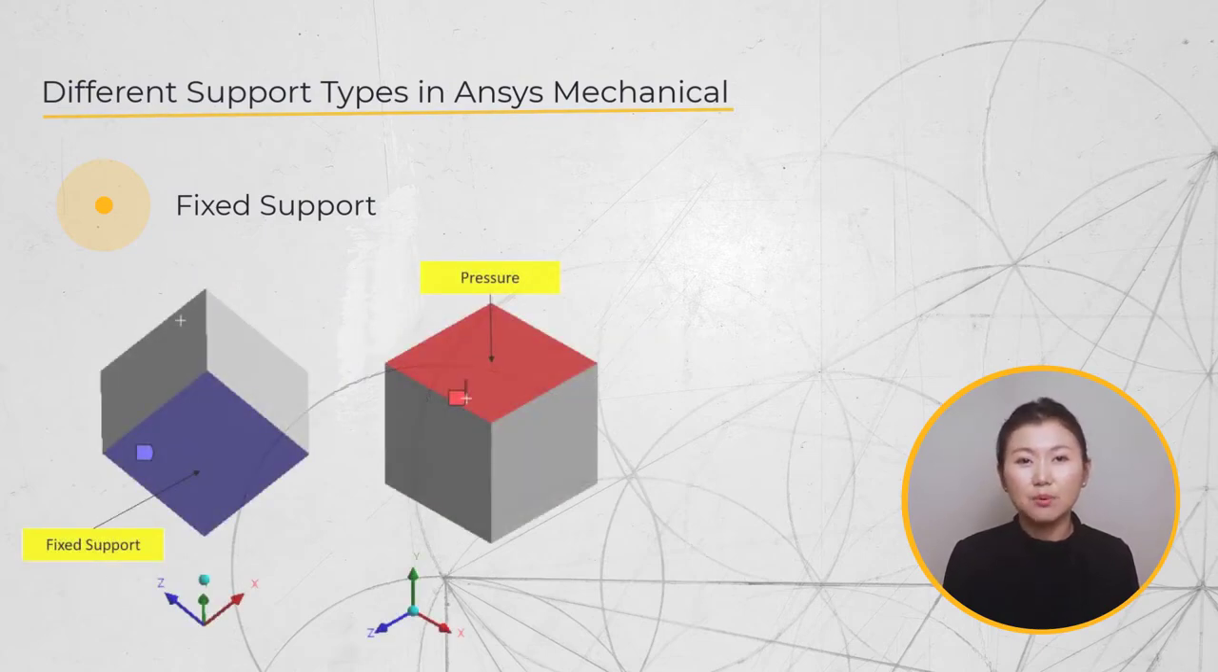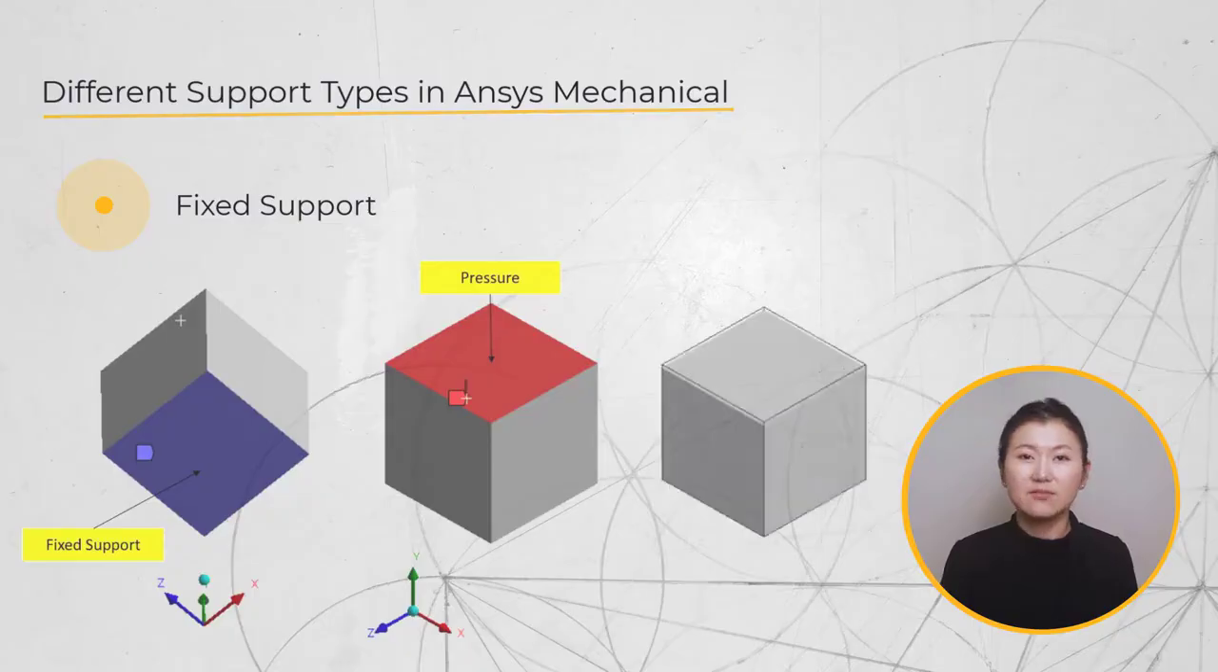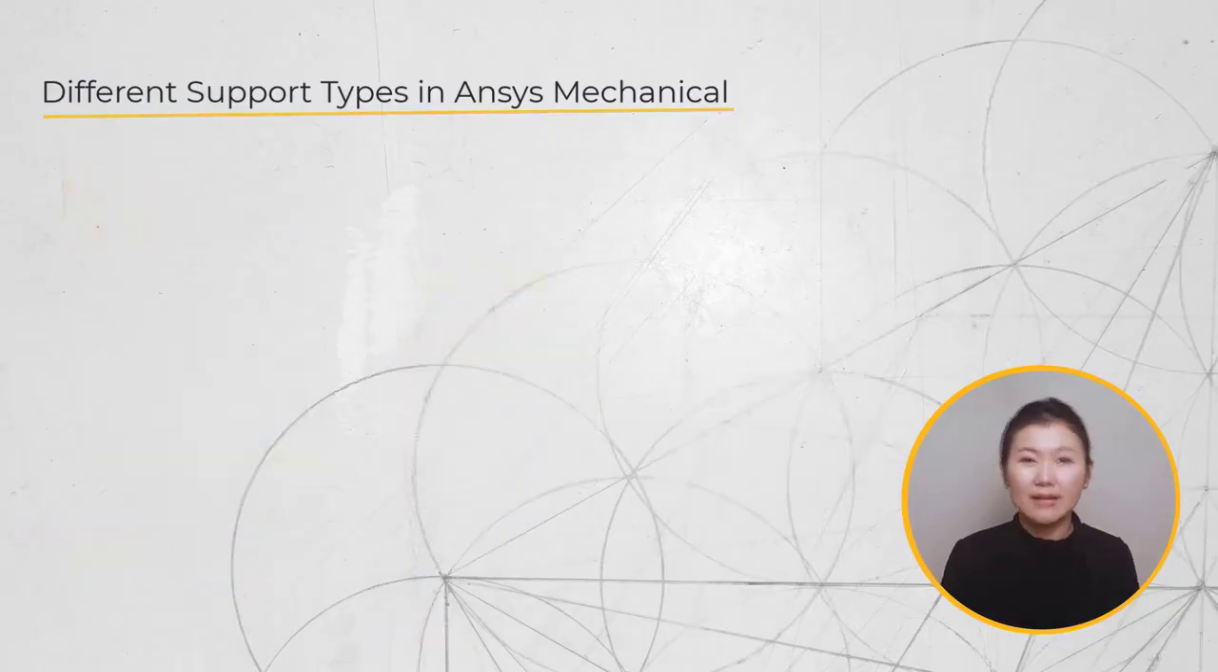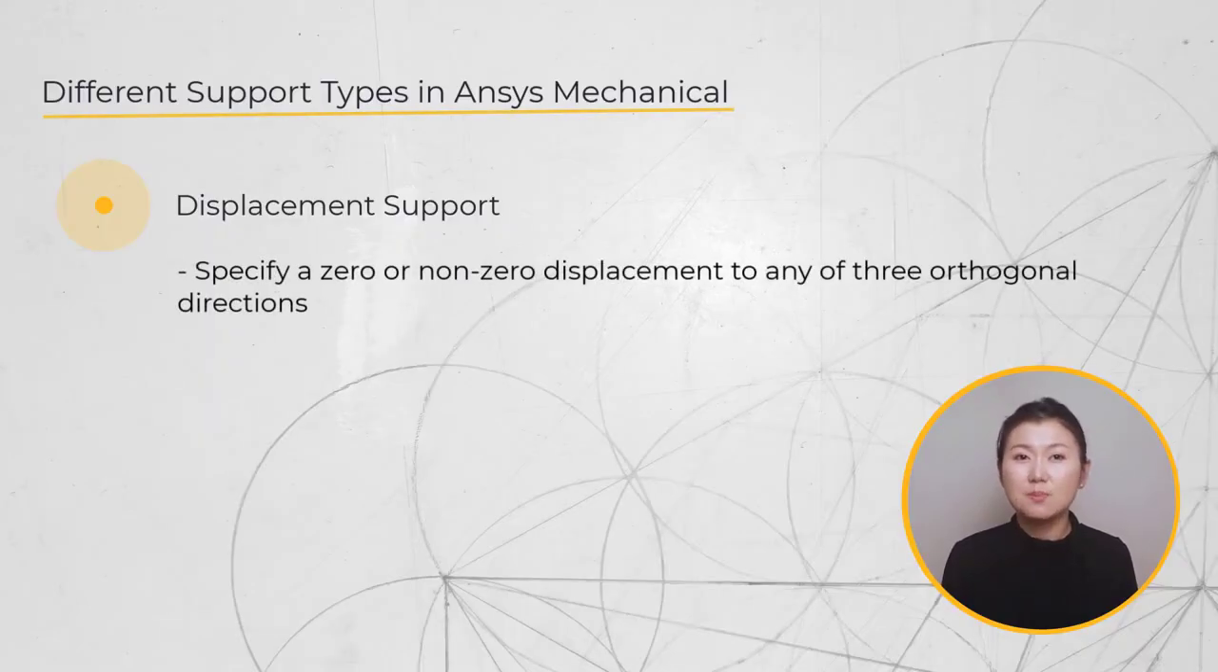Let's look at a simple block with a fixed support on one end and a pressure load on the opposite side. Since the fixed support prevents any motion, we'll end up with a bulging of the material at the sides, as shown here, which may or may not be what you want. Now let's move to the next support type, the displacement support. A displacement support allows us to specify a zero or non-zero value to any three orthogonal directions.